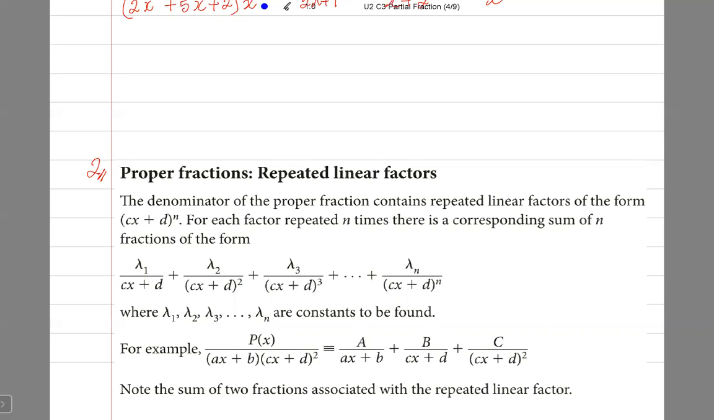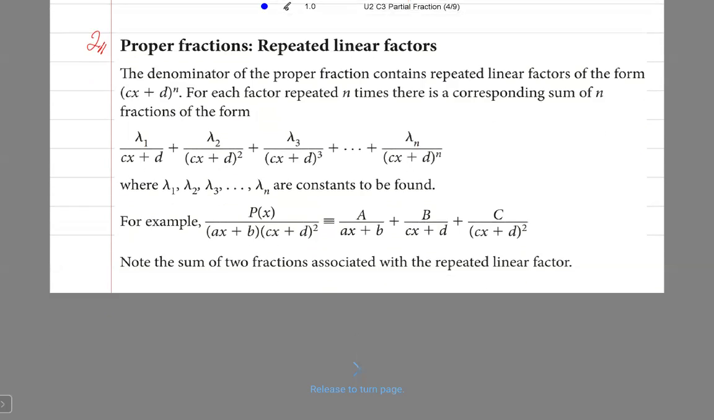For example, p of x over ax plus b into cx plus d all squared would be equal to A over ax plus b, plus B over cx plus d, plus C over cx plus d squared. So note the sum of two fractions associated with the repeated linear factors.